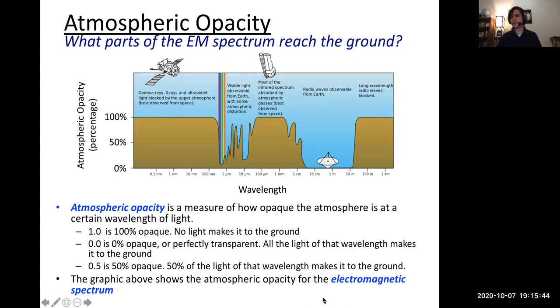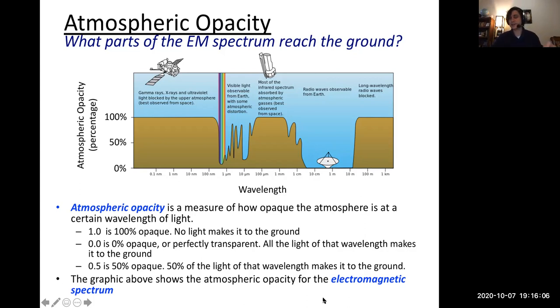So let's imagine there's a wavelength of light that is coming down, it hits our atmosphere, and by the time it gets down to us at the surface where our telescopes are, only 50% of the light made it down. 50% of it was lost. Our atmosphere absorbed it. That would be an atmospheric opacity of 0.5 or 50% opaque.